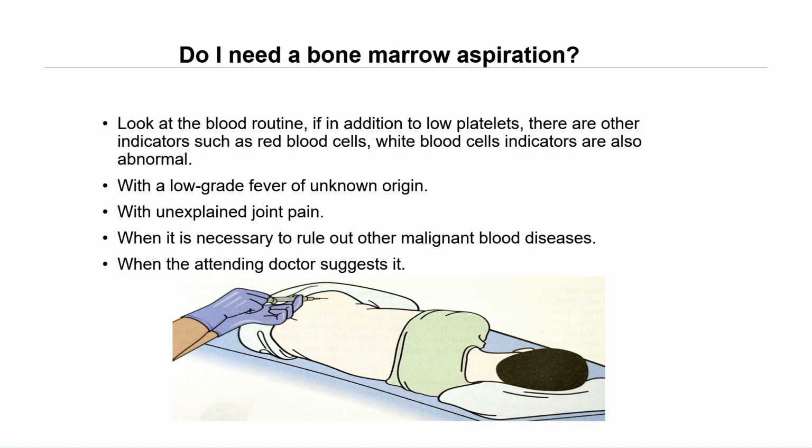Do I need a bone marrow aspiration? Well, first, we can look at the blood routine. If in addition to low platelets, there are other indicators such as red blood cells, white blood cells indicators are also abnormal. Second, when you have a low-grade fever of unknown origin or have an unexplained joint pain. What's more, do it when it is necessary to rule out other malignant blood disease or when the attending doctor suggests it.